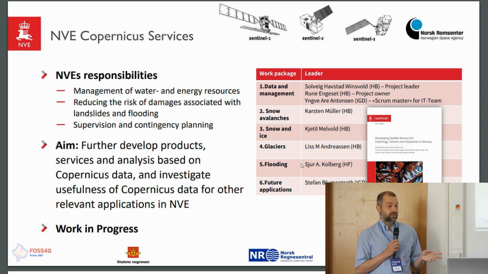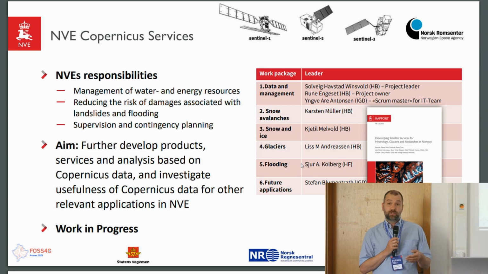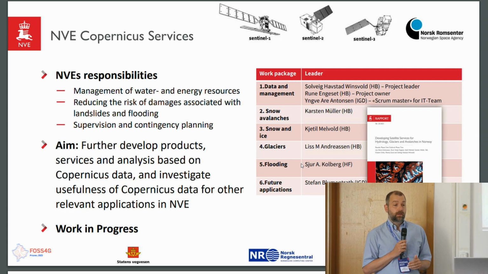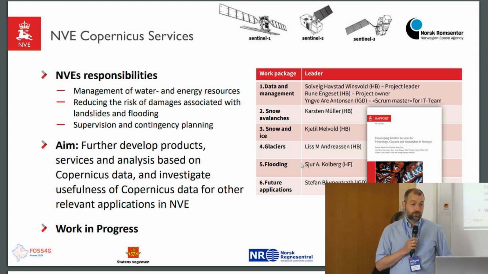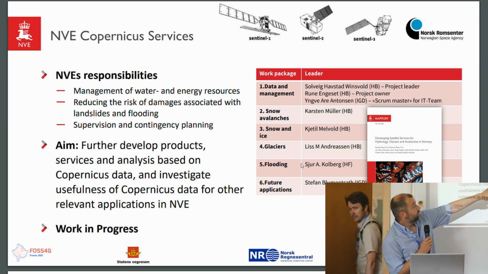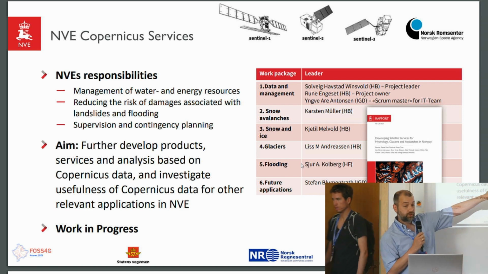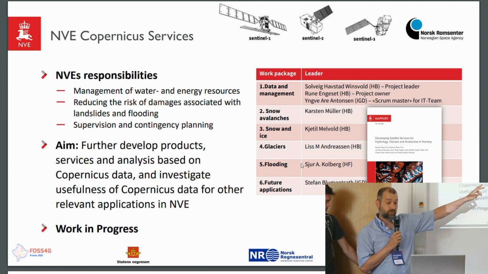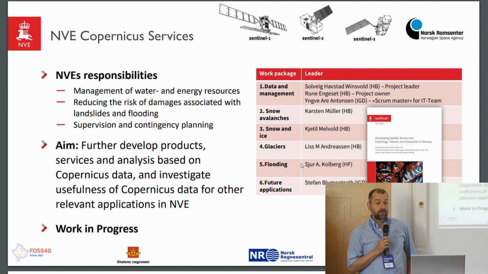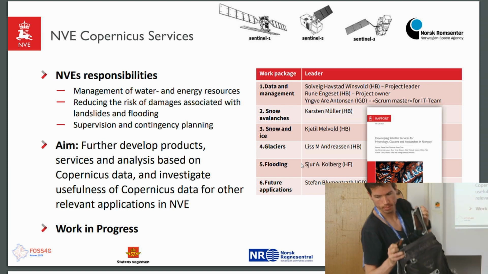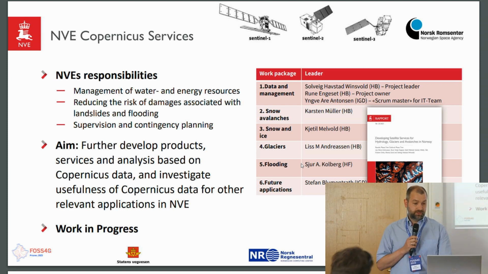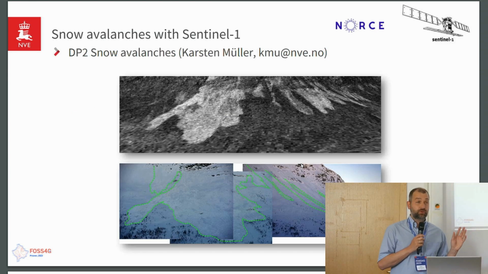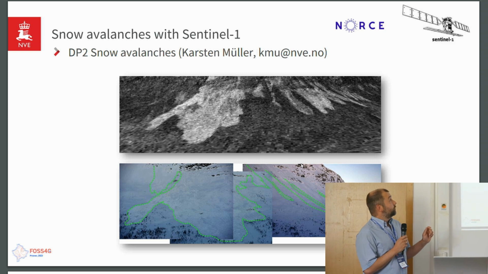The aim of this project is to further develop products that have been built in precursor projects, and to investigate what other areas of NVE's responsibilities this approach with remote sensing can be extended to. We have six work packages in the project: data management, snow avalanches, snow and ice, glacier monitoring, flooding, and then future applications, which also includes the usefulness of new satellites. But as mentioned, that is mostly work in progress. We're in the middle of the project.